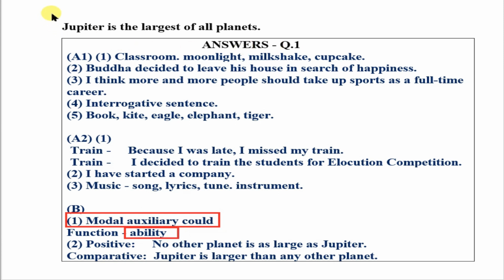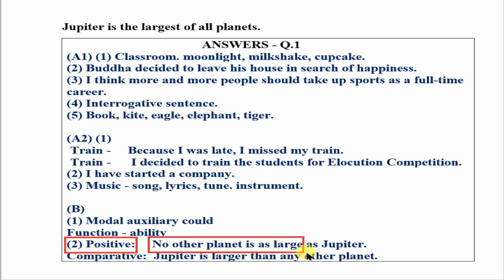The sentence is given, Jupiter is the largest of all the planets, and you have to change it into positive as well as comparative degree. The answer in positive degree is, no other planet is as large as Jupiter, and in comparative degree the sentence is, Jupiter is larger than any other planet. So here I have just given the answers of all the activities. I am not explaining why each one is correct. I am just showing how the questions will be asked and how you have to write the answers.